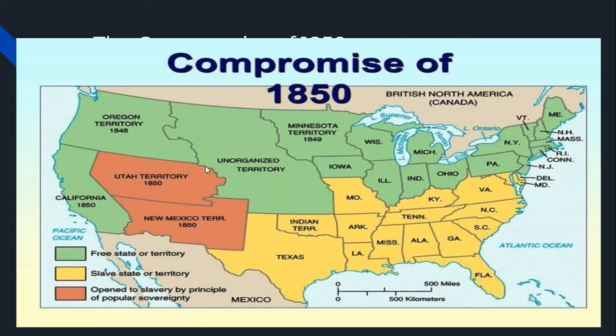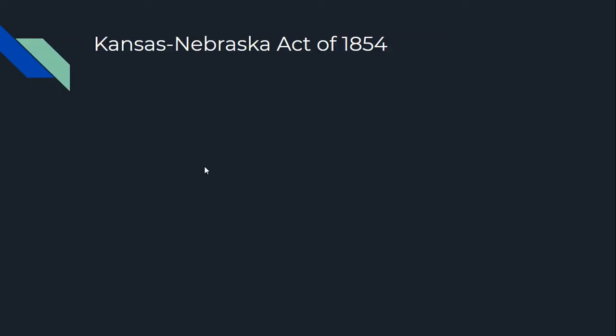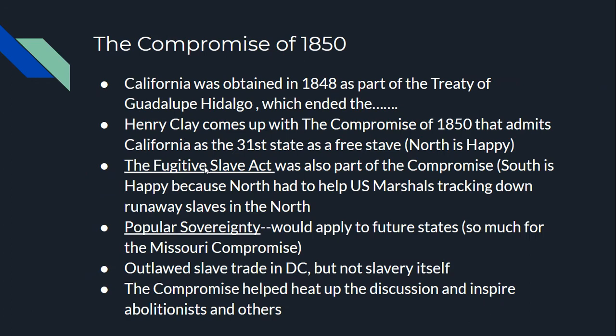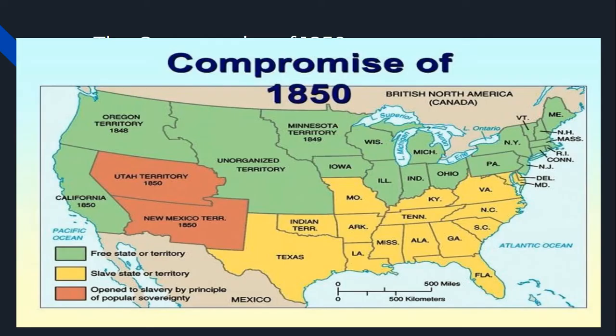So what happened to the Compromise of 1820? Well, it was no longer in effect, right? So much for that compromise. It was gone. So to give you an idea of the government at the time that was complicating this and creating these compromises, I'm going to show you two brief videos.